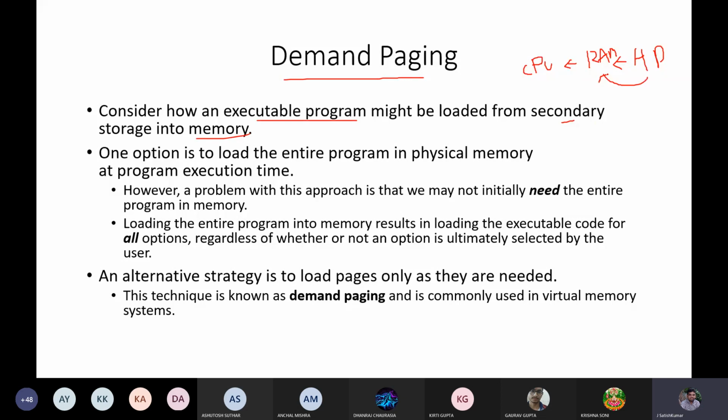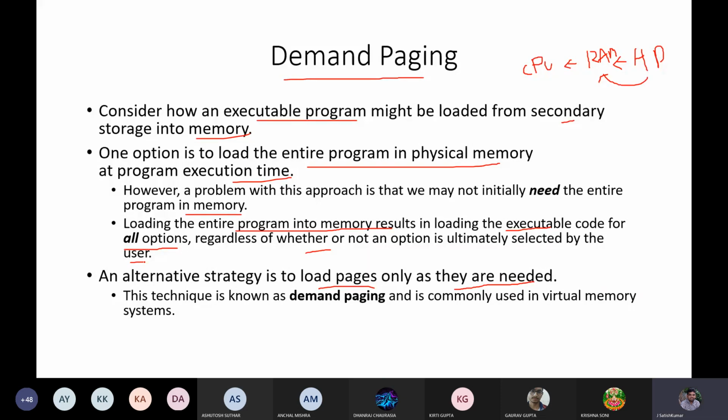When you are doing that, one option is to load the entire program into the physical memory at execution. An alternative strategy is to load pages only when they are needed. Okay, instead of loading the entire program, load only what is needed. So if you load an entire program in the physical memory, what happens? This may create a problem, because with this approach we may not initially need the entire program in the memory. Loading the entire executable code for all options happens regardless of whether that option is ultimately selected by the user or not.